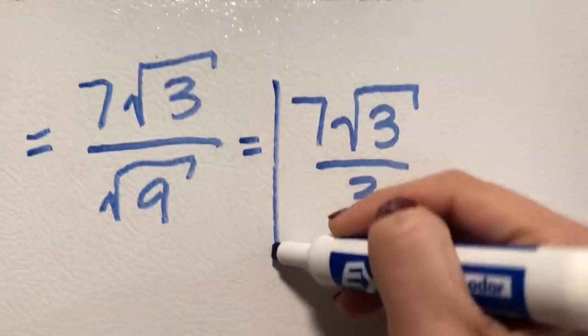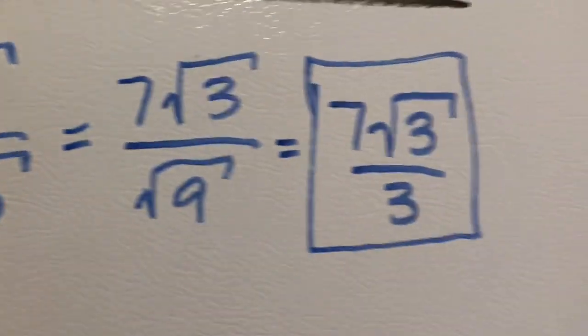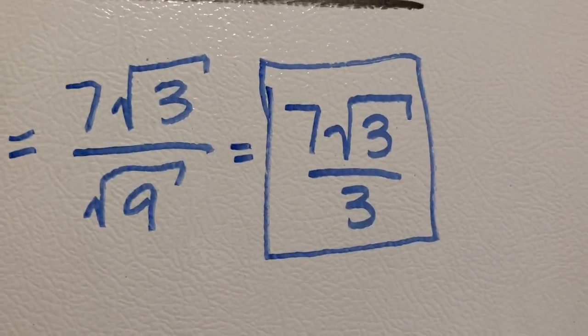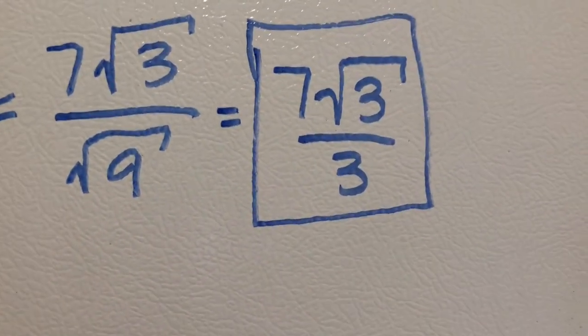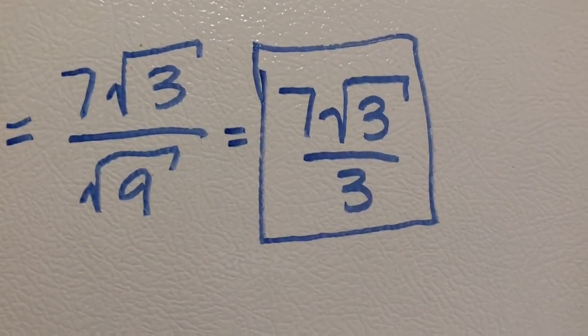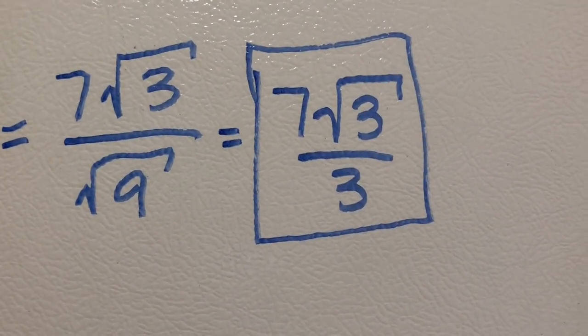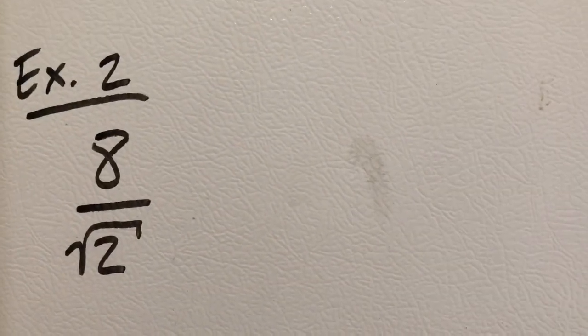So this would be my simplified version of the 7 over radical 3. It is 7 radical 3 over 3. And as long as we don't have a radical in the denominator, we're good there. If we could simplify the 7 and the 3 like a normal fraction, we would. So that's actually going to happen in our second example. Go ahead and write down this 8 over radical 2.